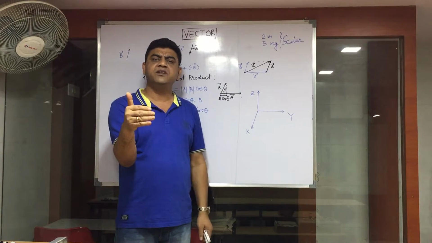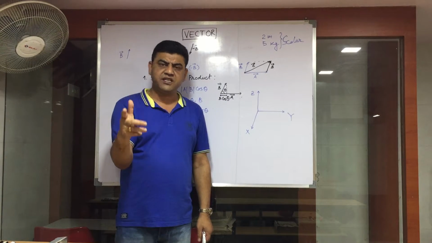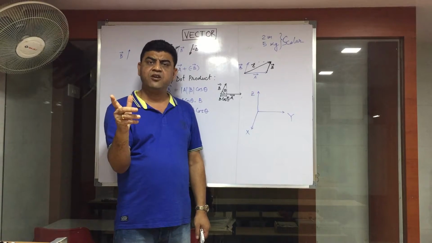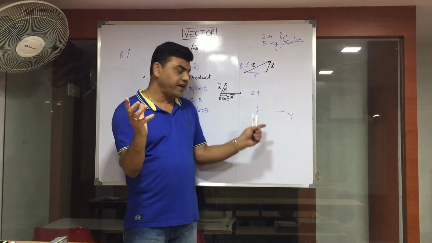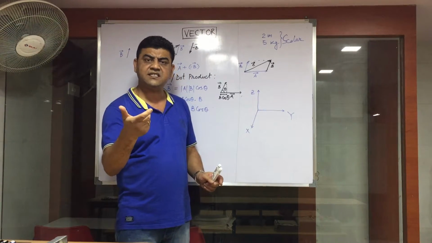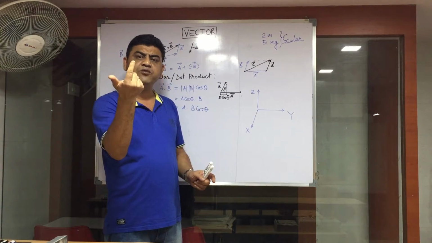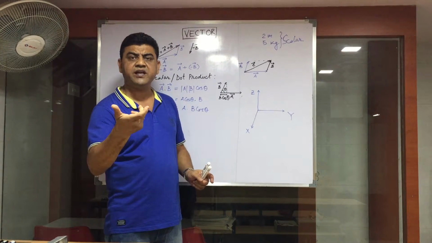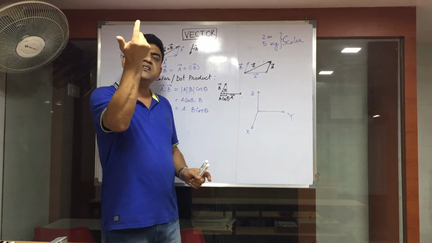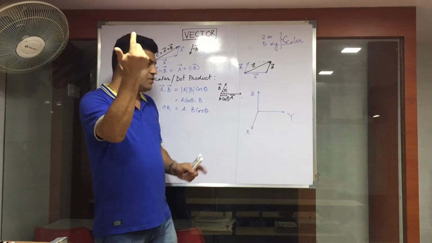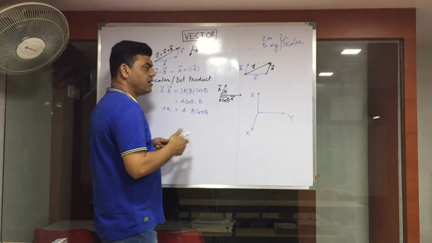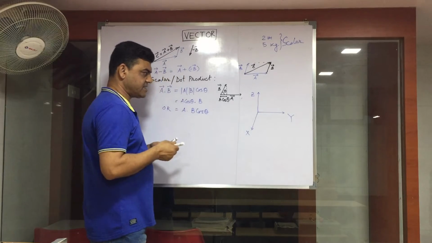This can also be explained using the right-hand corkscrew system. If we want to rotate the x-axis towards the y-axis, how will the screw be moving? If this is how I rotate a screw, it will be progressing upward. So this is what is called a right-handed system.